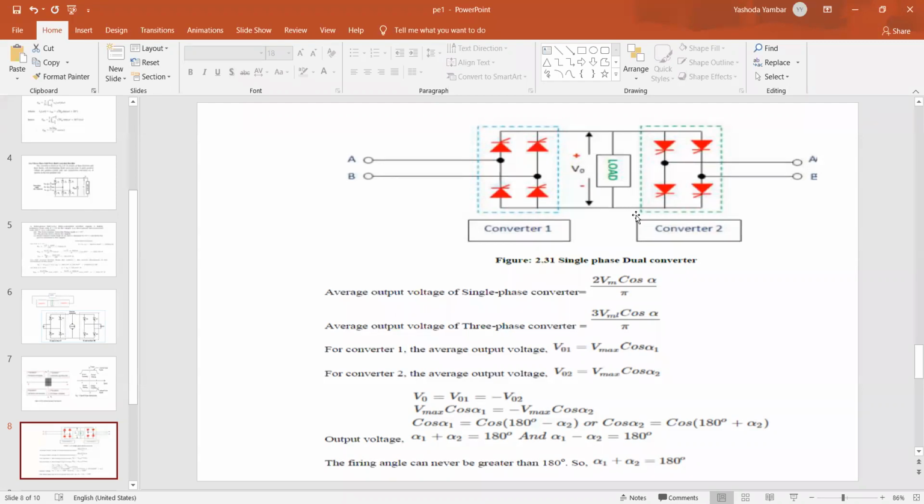In circulating current mode, both converters operate at the same instant of time. If one converter is acting as a rectifier, the other converter acts as the inverter, and vice versa. So what is the exact circuit? If you see, this is the motor. Assume the load is nothing but the motor. I want to rotate the motor in the forward direction, I want to rotate it in the backward direction, and I want to make this motor act as a generator. All three can be achieved only with a dual converter.